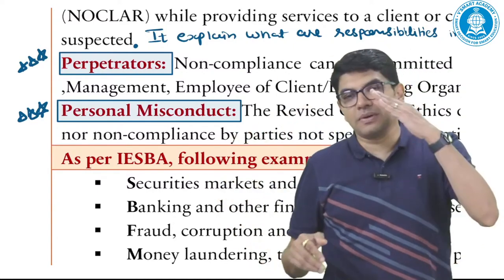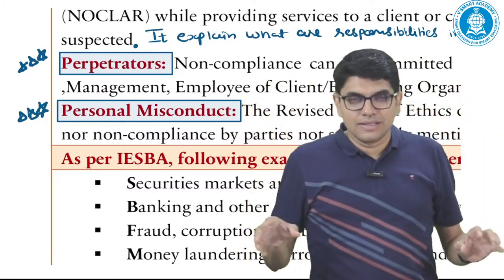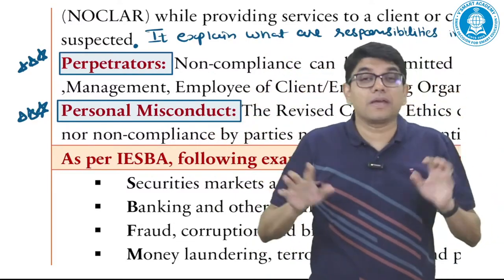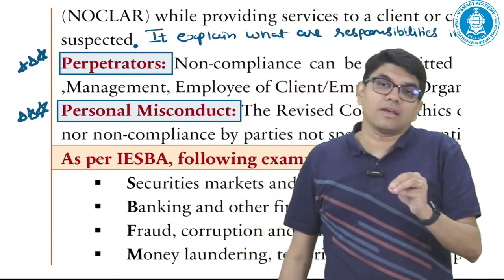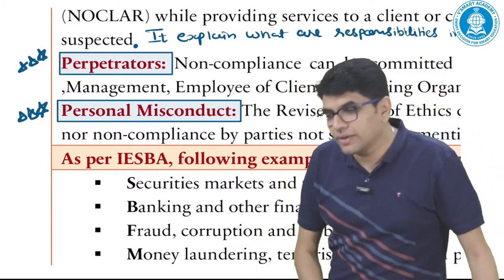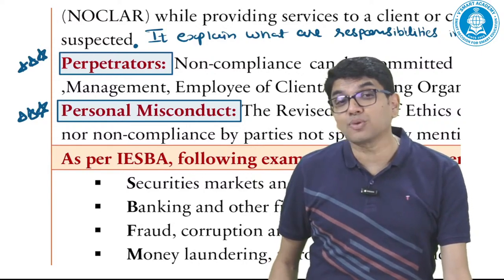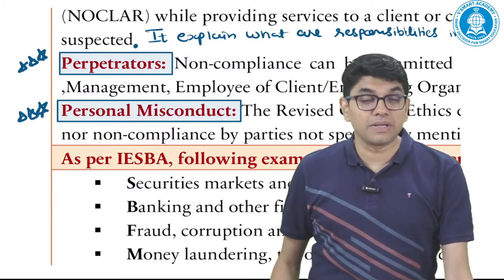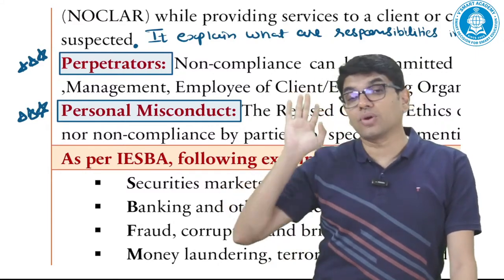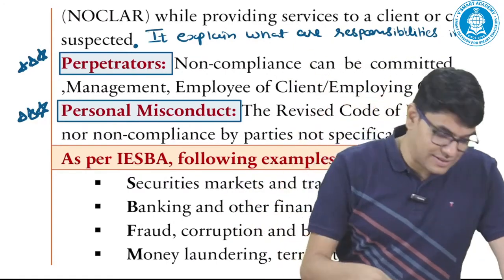So if these four persons, when we talk about practice, or four persons when we talk about service, do illegal or unlawful activities in their personal lives, not when they are working in the company or performing their professional work, then the chartered accountant is not supposed to apply NOCLAR. If the perpetrators, the people doing illegal activities, are outside these eight, there is no need to apply NOCLAR. And if there is personal misconduct, again no need to apply NOCLAR. So this can come in exams, guys.